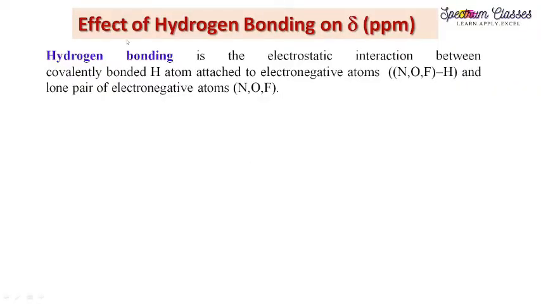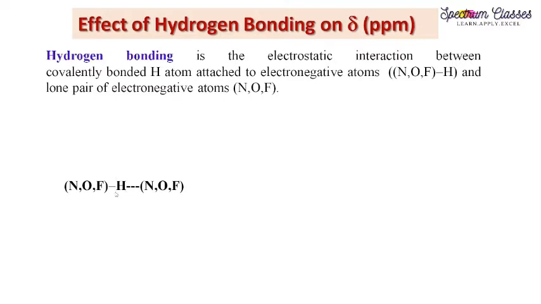In this video, we are going to discuss hydrogen bonding. Let's have a brief overview about hydrogen bonding. Hydrogen bonding is an electrostatic interaction. Let me tell you about hydrogen bonding with this example. Electrostatic means there are plus and minus charges. So it is an electrostatic interaction between a covalently bonded hydrogen atom attached to electronegative atoms.